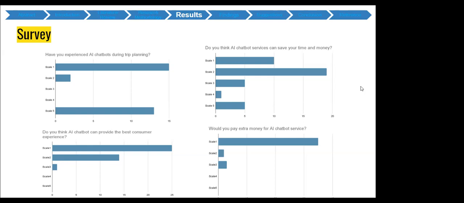And do you think an AI chatbot can provide the best customer experience? The majority of the people said no, which means they expect something more than an AI chatbot. They believe that an AI chatbot cannot provide the best customer service. Would you pay extra money for AI chatbot service? Most people said no. It was very clear, because most of the people chose scale 1, which is very negative. Can you go to the next slide, please?